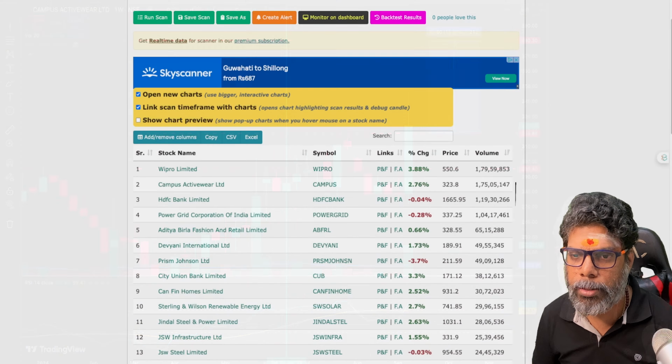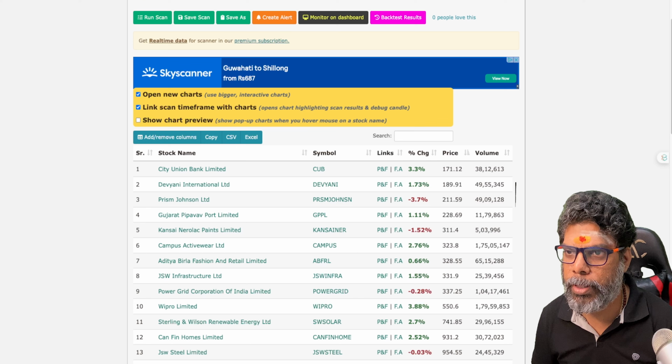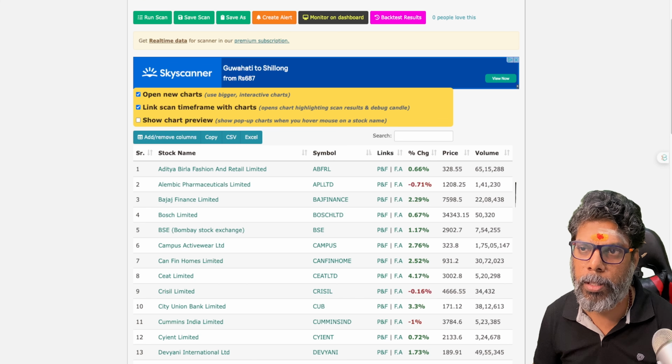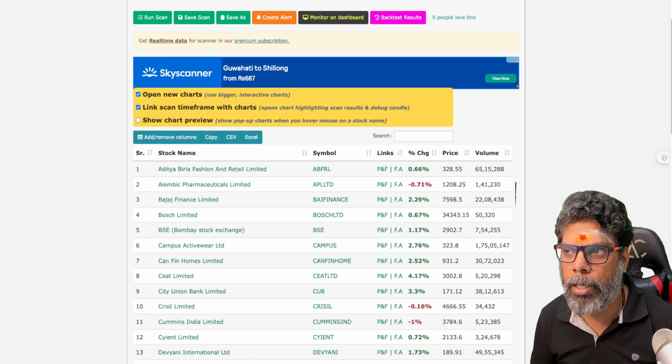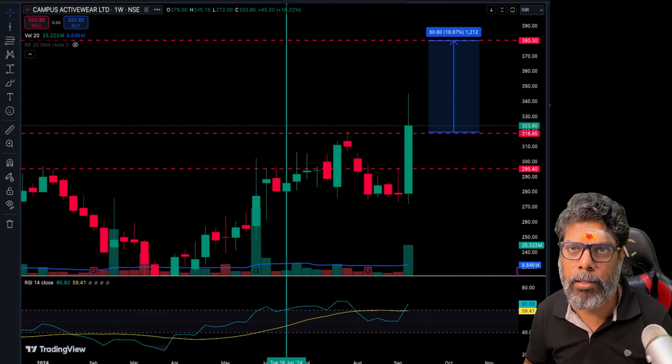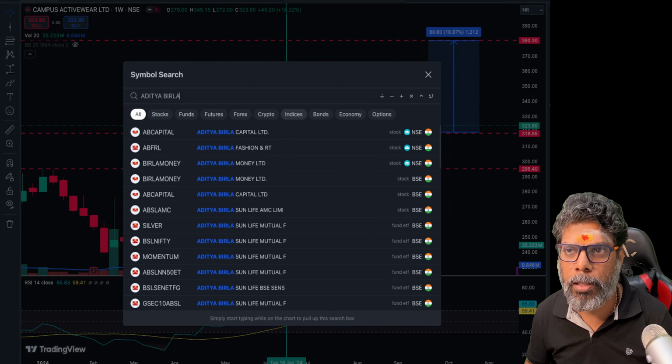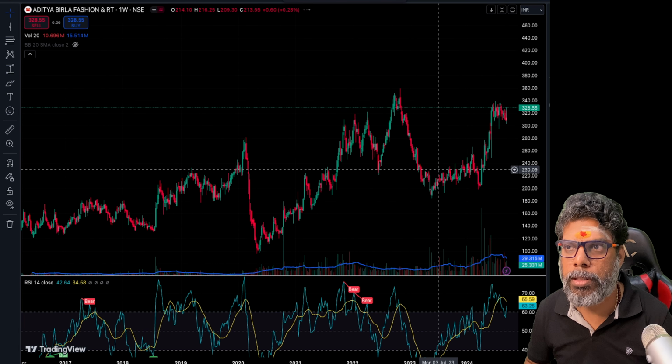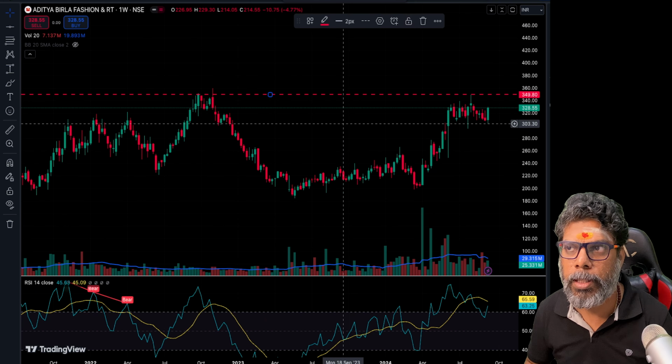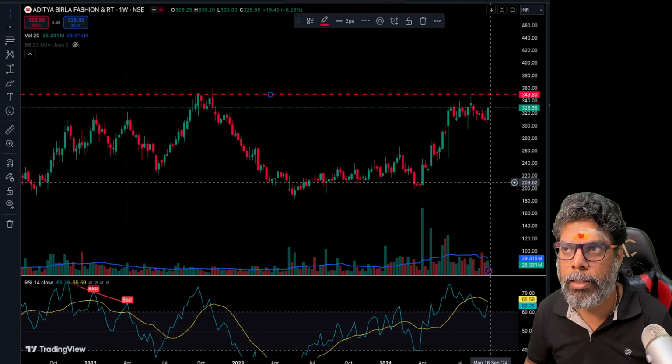Let's check another stock. Let me look at the price wise. Or let's go with the symbol or stock name wise. Aditya Birla Fashion. I'm just trying to pick randomly. Aditya Birla Fashion. Okay, see this. Now let's draw a resistance line here. Okay, it touched the resistance and came down.